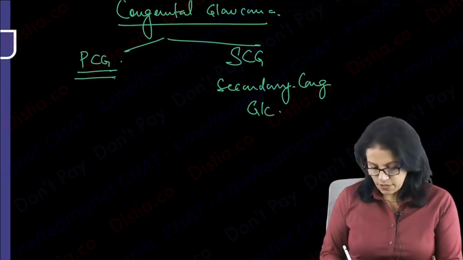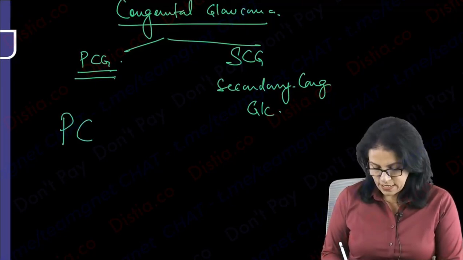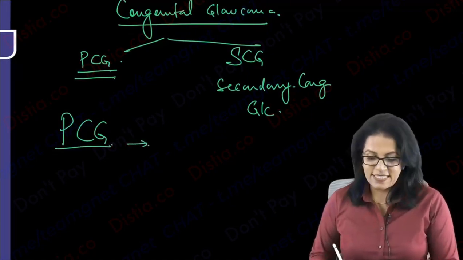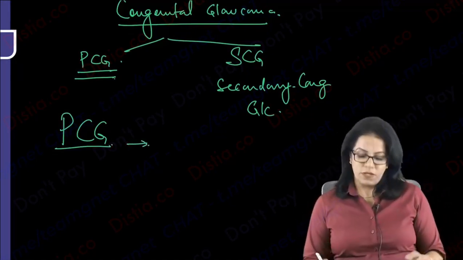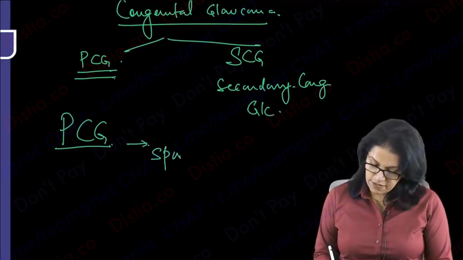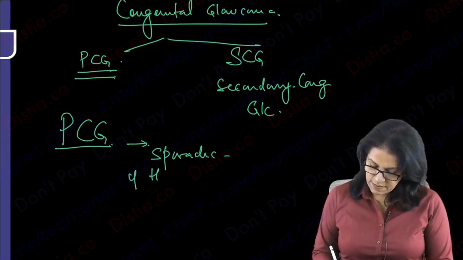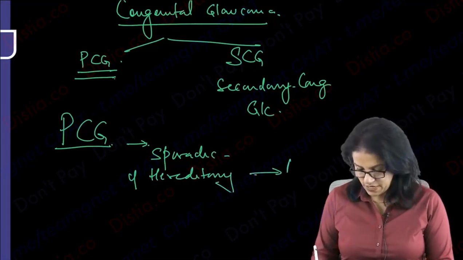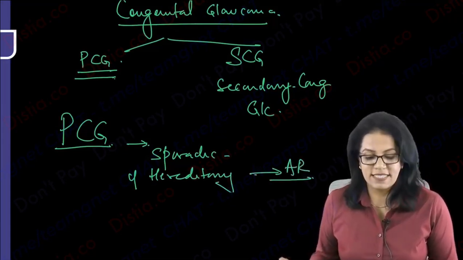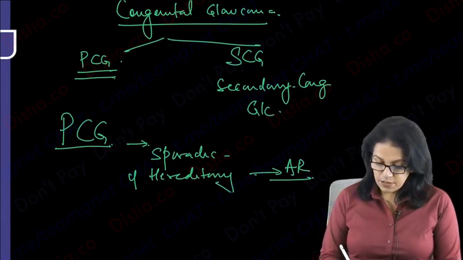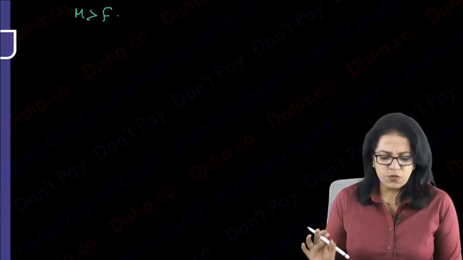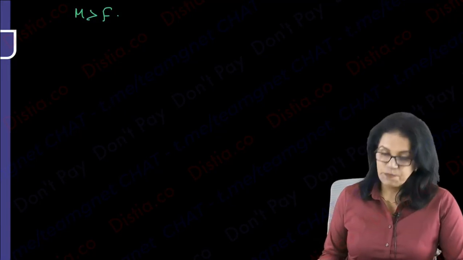Now, a few more points. First, give the heading, primary congenital glaucoma. Primary congenital glaucoma is generally considered to occur sporadically, and if it is hereditary, please remember, it is mainly autosomal recessive. Don't forget, it is autosomal recessive. Another important point, it is more common in males than females. So these are the one or two points which I want you to remember.